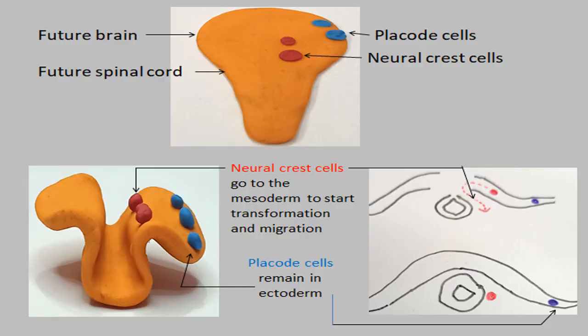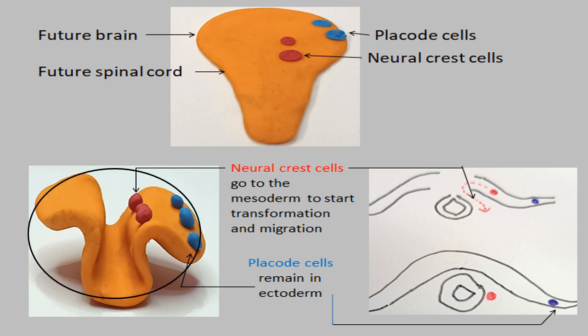This model represents the neural plate. This cranial end will form the future brain, while this caudal end will form the future spinal cord. The cells represented in red are the neural crest cells. They are located near the center or the midline, while the cells represented in blue are the placode cells. They are located peripherally in the cranial end.